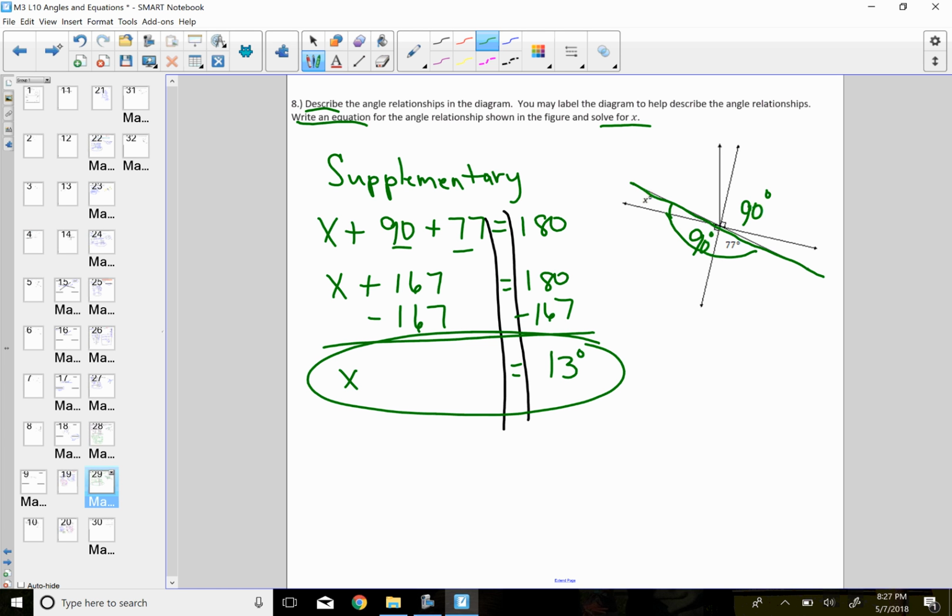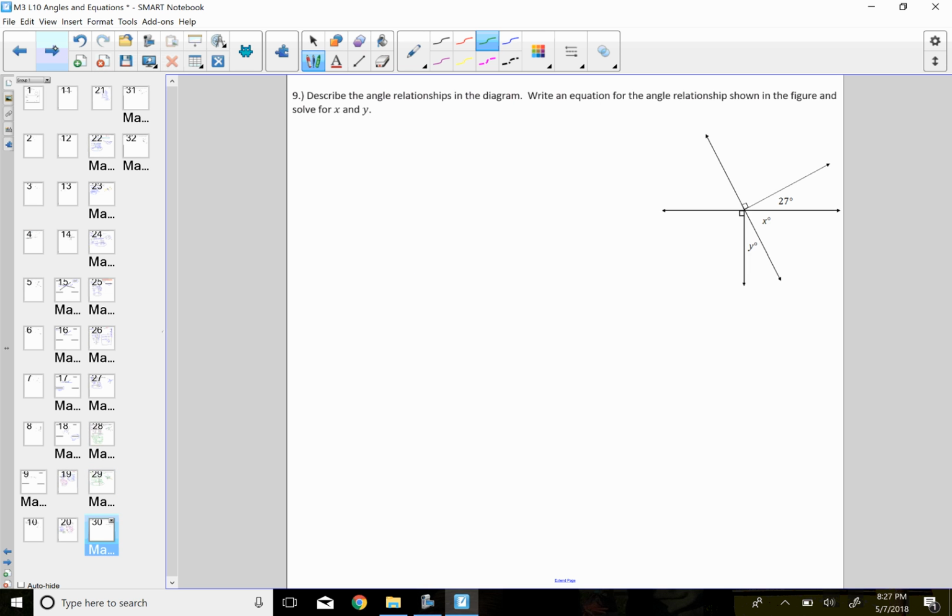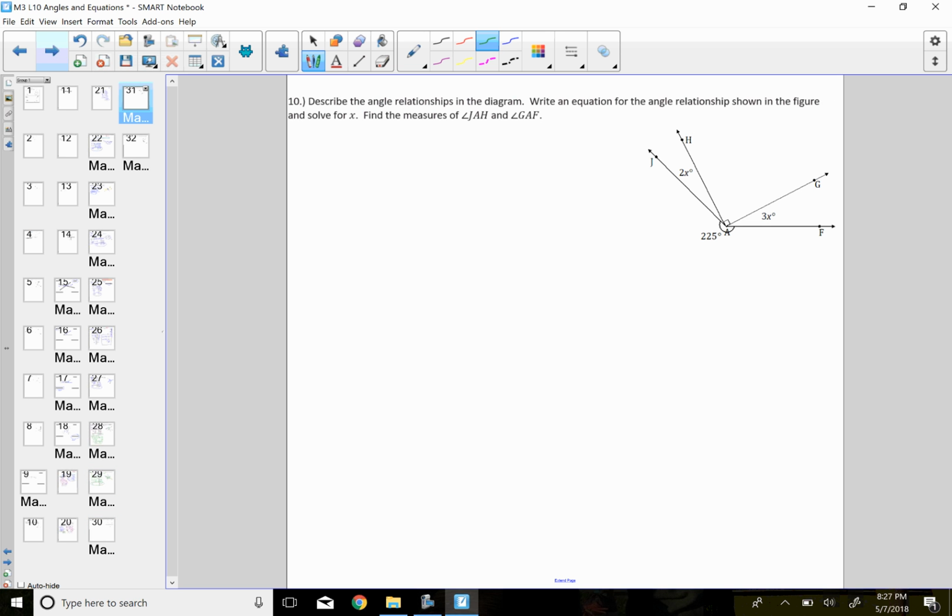Okay, so I'm going to jump ahead. I'm going to skip number 9 for right now, and we're going to go to number 10. We're on the last page here. We've got 10 and 11 left. Number 10 says, describe the angle relationships in the diagram. Write an equation for the angle relationship shown in the figure and solve for x. So we have to describe it, write an equation, solve for x, and find the measure of these two angles. We have 4 things to do in this one, so after we find x, we're going to plug it in to find those 2 angles.